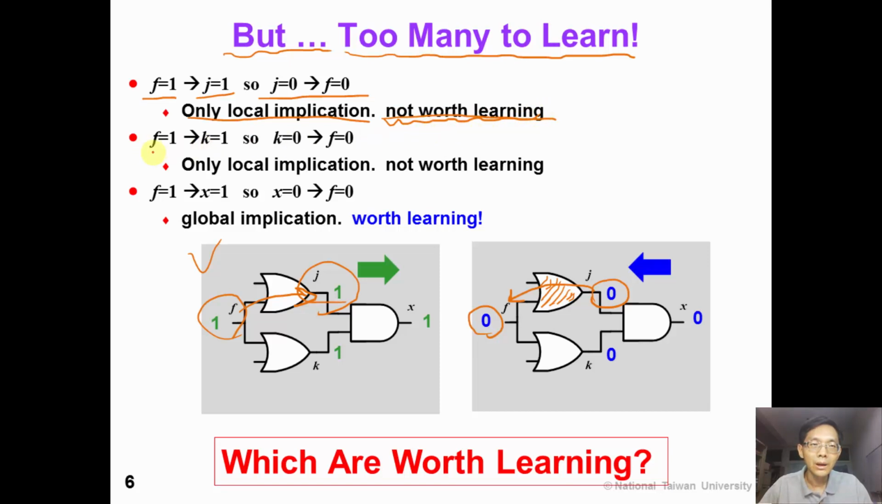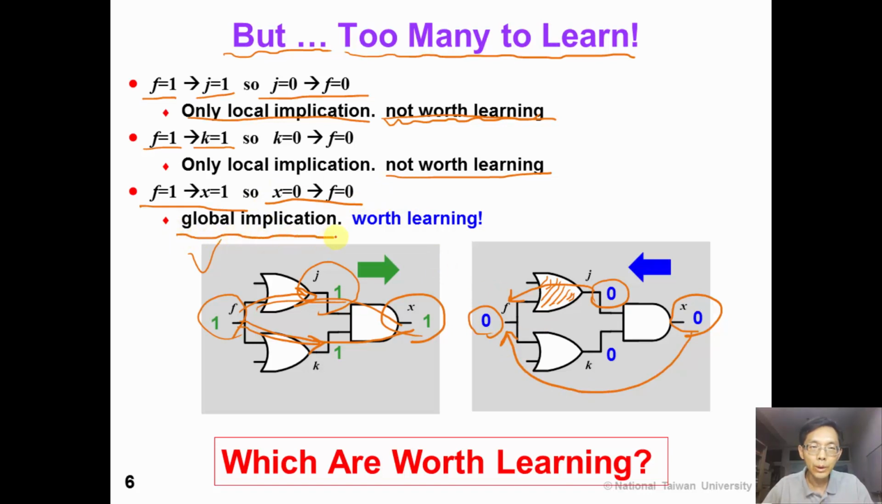Similarly, when F is equal to 1, we can imply K equal to 1. This information is not worth learning. However, when F is equal to 1, we can imply that X is equal to 1. So X equal to 0 can imply F equal to 0. This is a global implication that cannot be implied using any previous technique. So this information is worth learning.